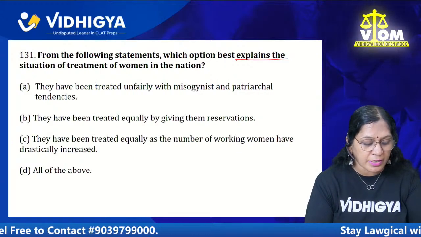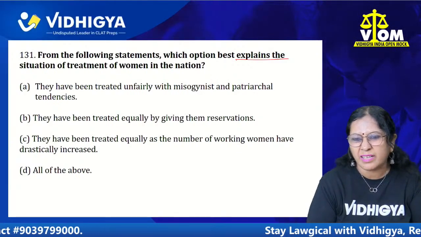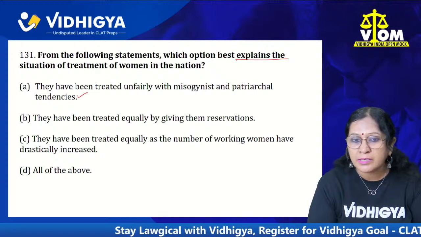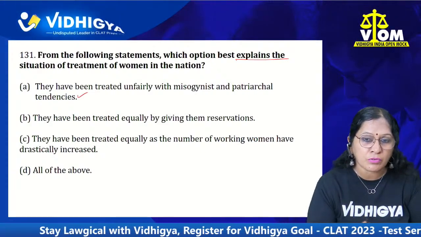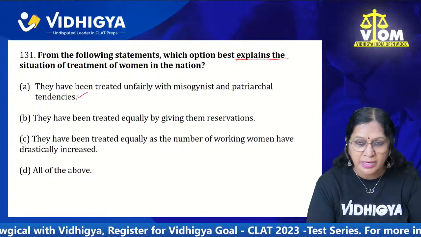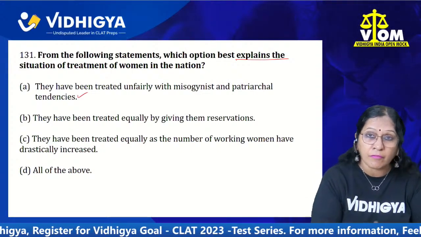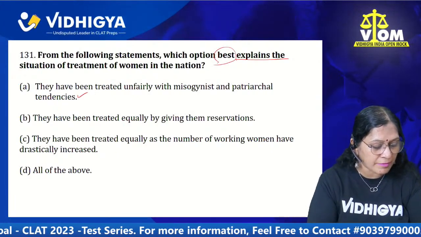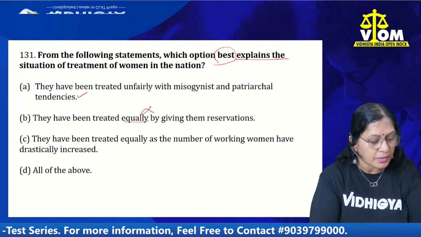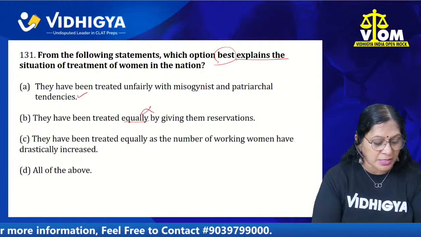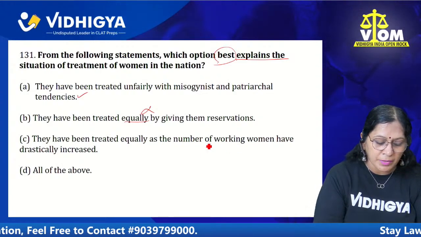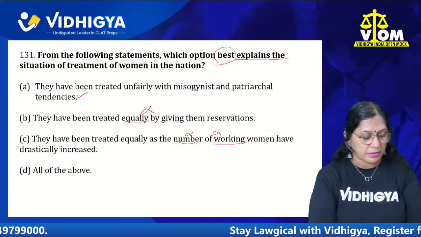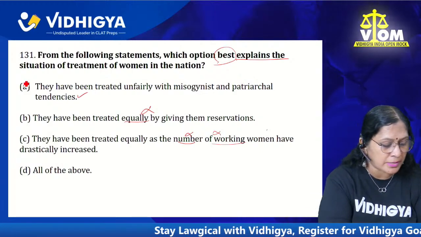So, they have been treated unfairly with misogynist and patriarchal tendencies, a rather direct question. Mark this. In a test, if you find this exactly as the answer, then mark and move because you don't have much time. Yes, but then when we are analyzing, we need to see the other options because we need to mark the best. So let us quickly glance. They have been treated equally. This is out. They have been treated equally as the number of working women have drastically increased. But it's not only about the number of women increasing, it is about how they are being considered or regarded. So therefore, A will be the answer.